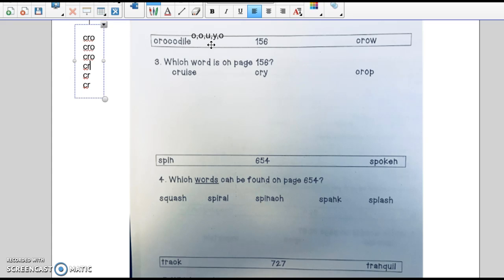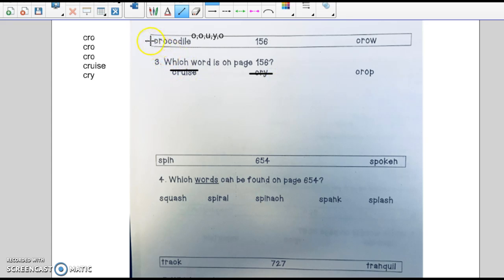I have an extra one on there. Sorry. A, B, C, D, E, F, G. Okay, so it's going to be U. So we know cruise will go here. Cry will go here. Mrs. Gregory has an extra CR. So we're done with cruise and cry. We just need to look back at our CRO words.